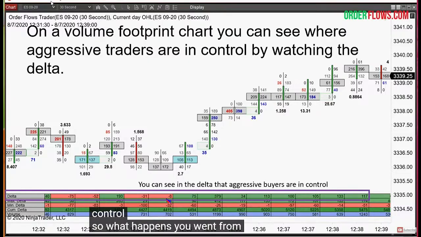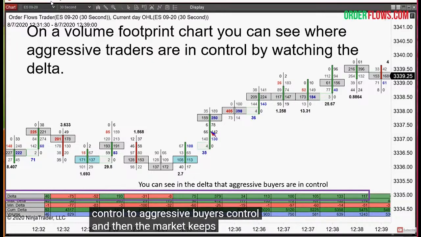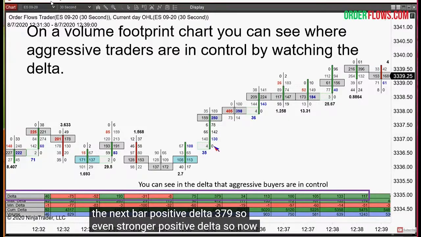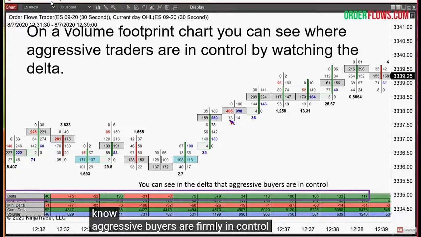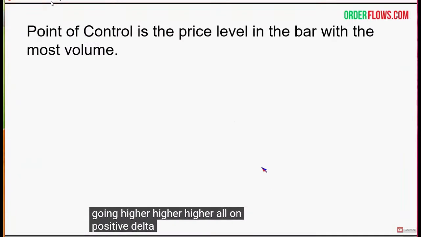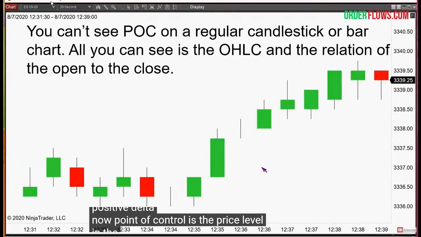So what happens? We went from aggressive sellers in control to aggressive buyers in control. And then the market keeps going up in the next bar, positive delta, 379. So we need a stronger positive delta. So now aggressive buyers are firmly in control, and you can see the market just drifting, going higher, higher, higher, all on positive delta. Now, point of control is the price level in the bar with the most volume.